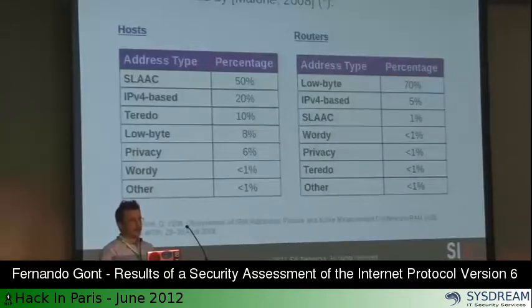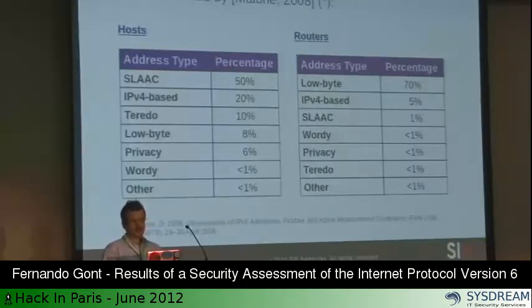50% of addresses include the MAC address of the corresponding network interface. Then you have 20% of addresses that are IPv4-based, so that in the interface ID you have an IPv4 address encoded. You have 10% of Teredo addresses, 8% of low-byte addresses, and the percentage of the rest of the categories is very, very small.